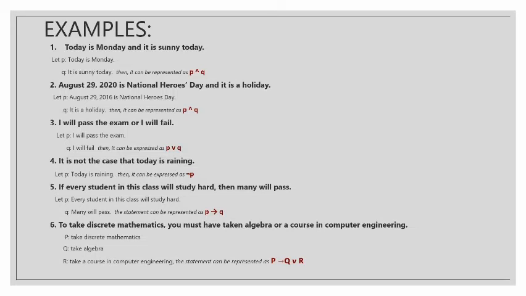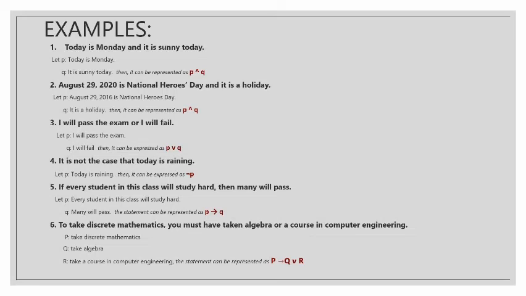Third example, I will pass the exam or I will fail. Let P stand for I will pass the exam. Let Q stand for I will fail. Then it can be expressed as P or Q. Fourth example, it is not the case that today is raining. Let P, today is raining. Then it can be expressed as not P or negation of P.